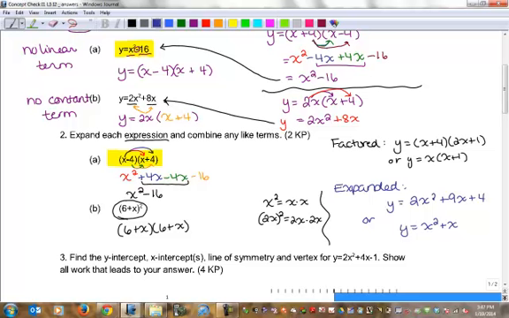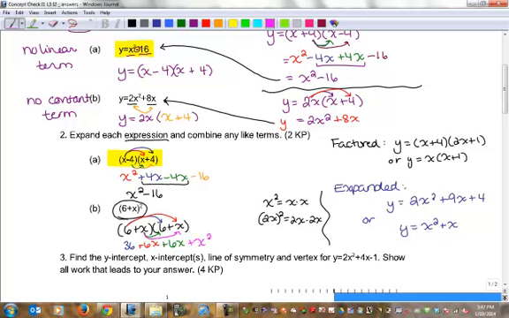Now that I've written it out as a product, I need to go ahead and multiply it. So I have 6 times 6, which is 36. 6 times x, which is 6x. X times 6, which is, again, 6x. And then finally, x times x, which is x squared.